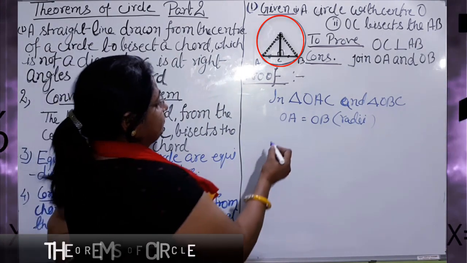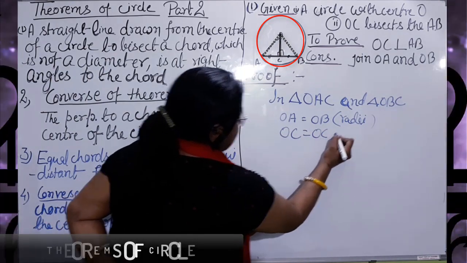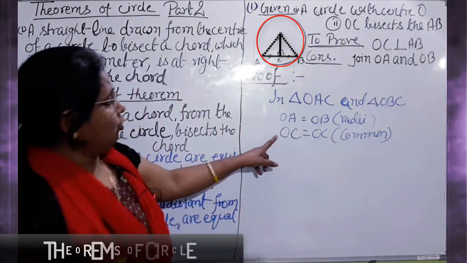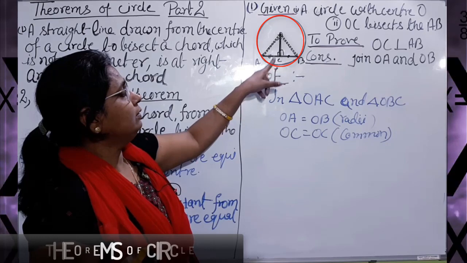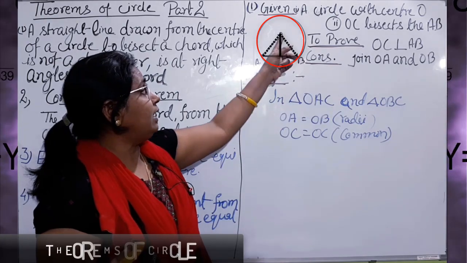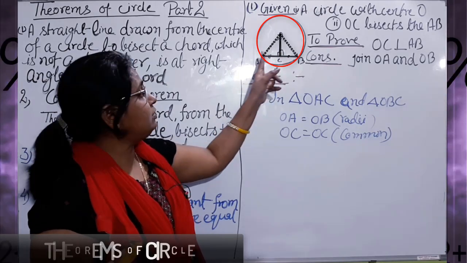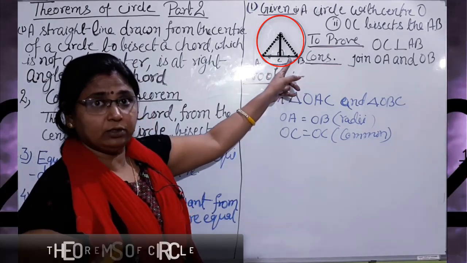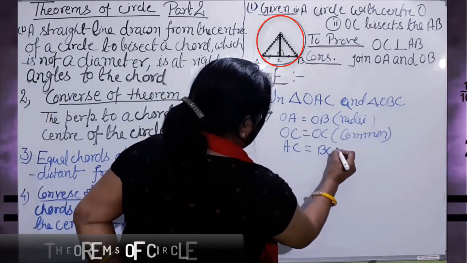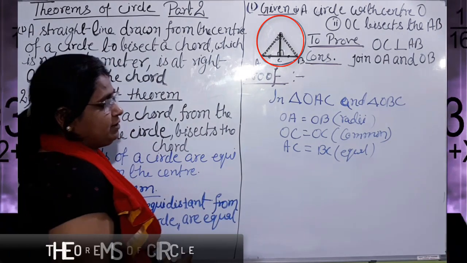And second thing, OC is equal to OC, it is common. OA is equal to OB, and it is already given that line segment OC bisects the chord. It means AC is equal to CB. That is also given, so AC is equal to BC.